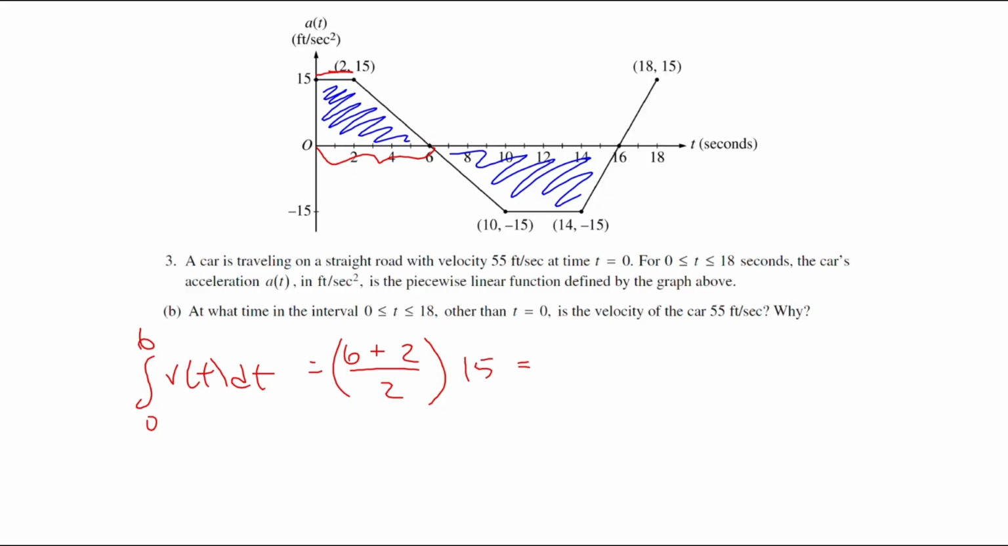So it looks like that comes out to be 60, right? 6 plus 2 is 8. 8 divided by 2 is 4, and 4 times 15 is 60. So I need to figure out down here where it's equal to negative 60.